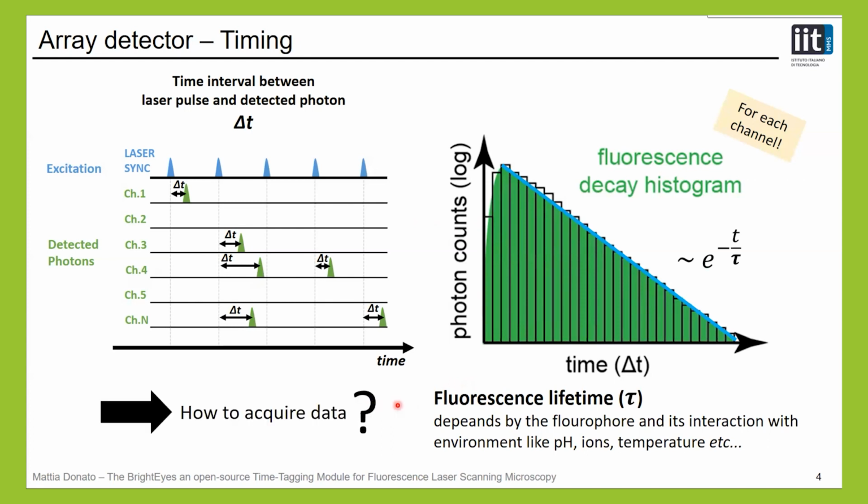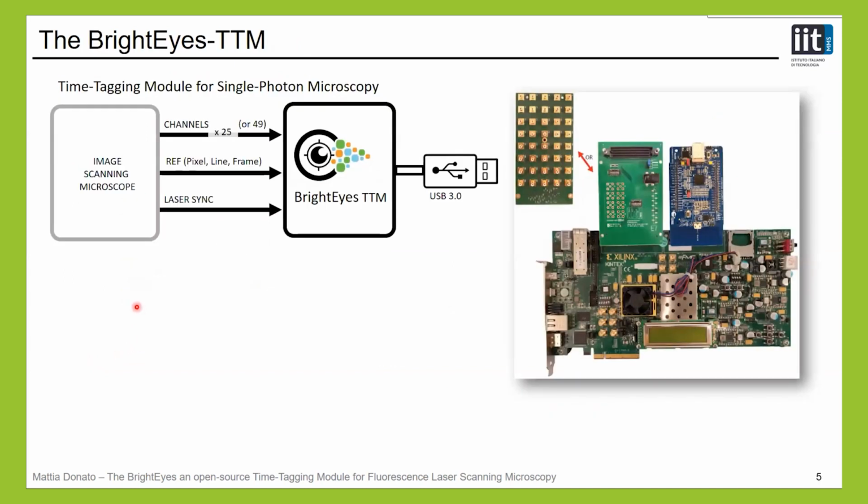The question now is how we can acquire such data. Remember, as I mentioned before, we talk about an array of 25 or 49 detectors. At the time that we started this project, there was no commercial solution for such a large number of channels, but just a solution for a couple of channels that was really expensive. You could manage to build something together, but it would be a really bulky solution. For this reason, we decided to go for a new time tagging module, the so-called BrightEyes-TTM.